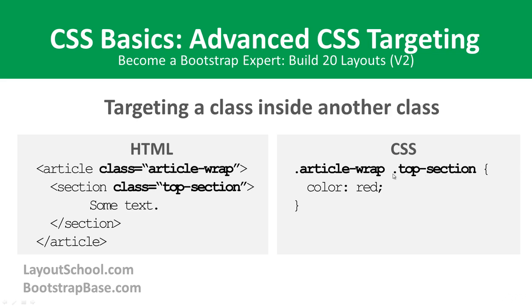So what this selector basically says in plain English is: target the HTML tag that's got the HTML attribute class of top-section, and it must also satisfy the condition to be a child of the article-wrap element, of the element that has a class of article-wrap. So this space signifies that this class is the child of this first class here.